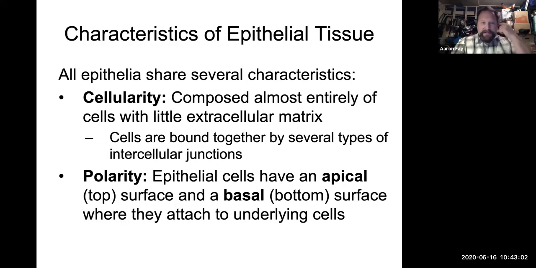Okay, so characteristics of epithelial tissue. Cellularity, we just described this. It's composed mostly of cells, with relatively little extracellular matrix. Now, in many other tissue types, it's that matrix which binds the material together, keeping the tissue held together. Because we don't have a whole lot of that here, there's going to be a large number of intercellular junctions. So these are structures that help bind the cells together, and we'll take a closer look at those in a little bit.